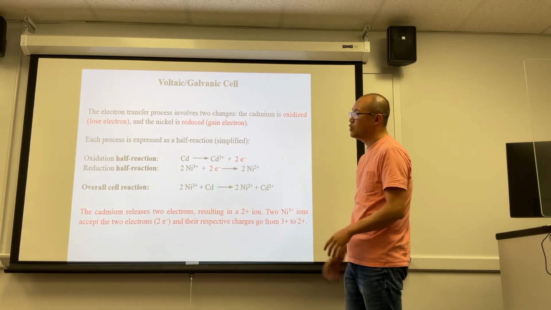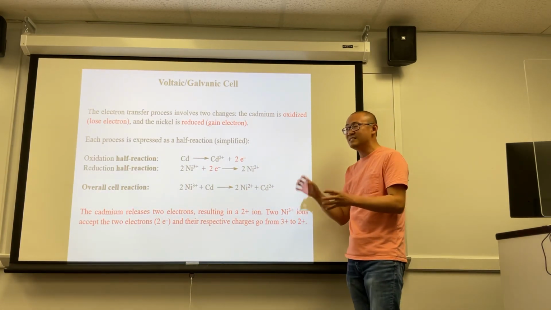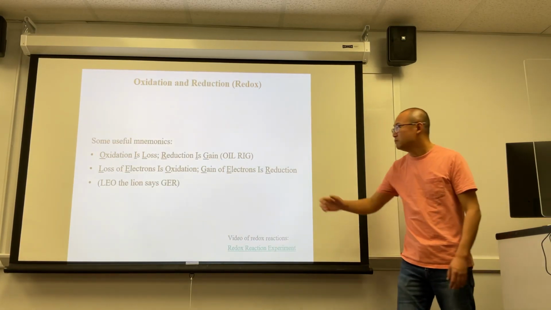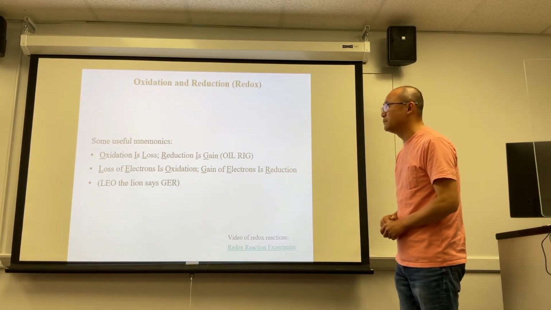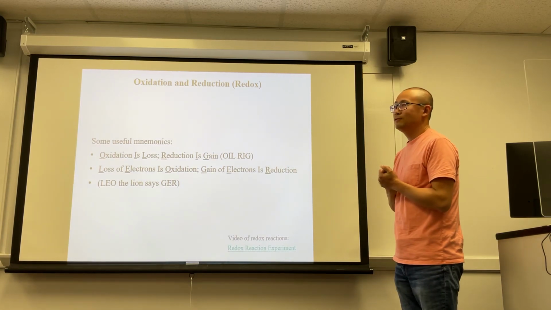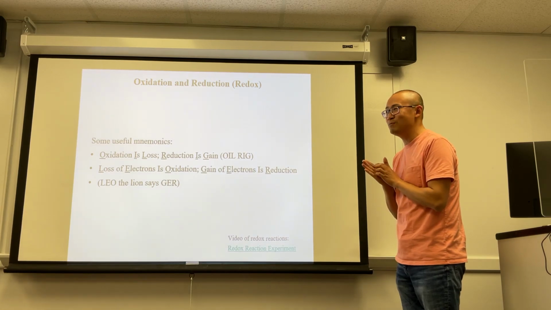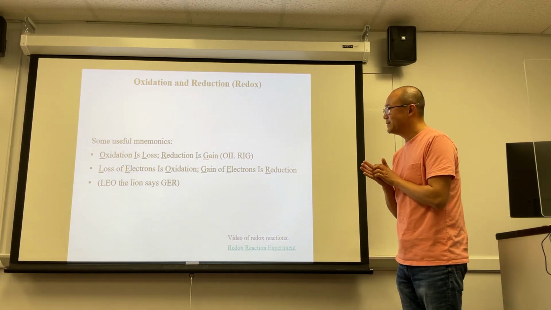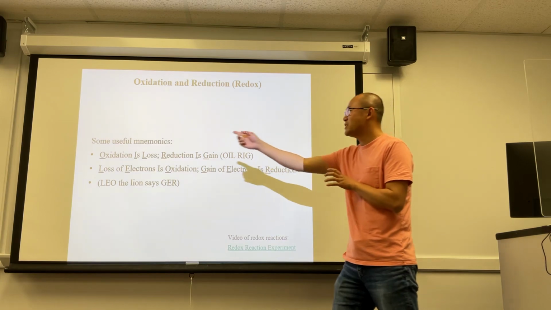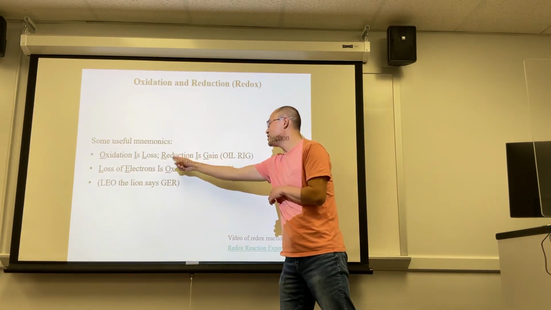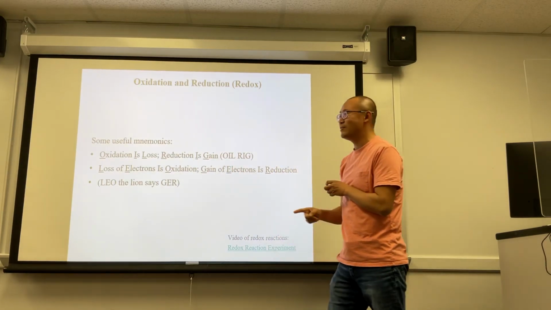Later on, we're going to take a look at what the substances inside the nickel-cadmium cell really are. Here are some mnemonics to help you memorize the terms of redox. Oxidation is what? Losing of electrons. Reduction is what? Gain of electrons.